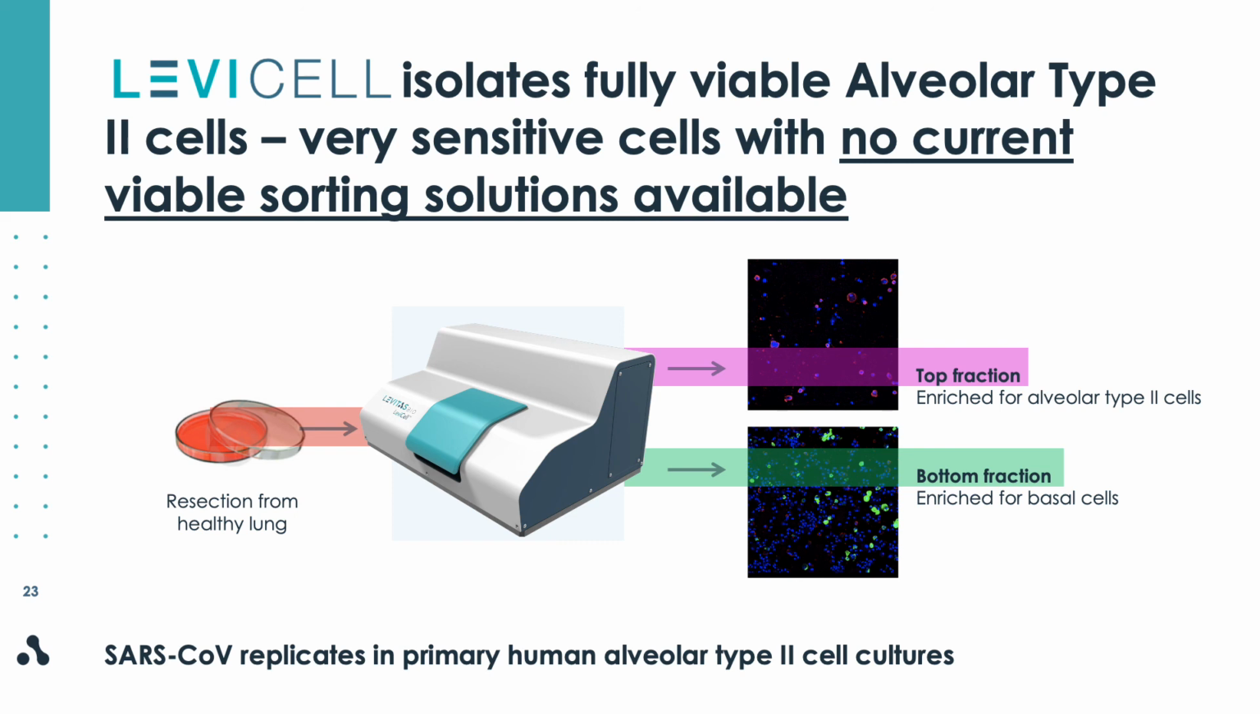Now, what makes this example so relevant to today's work is that SARS tends to replicate in alveolar type 2 cells, so this is a very current and very important cell type to be researching. Obviously, given today's methods, as far as we are aware, we are the only platform that can start off with a human tissue and produce viable alveolar type 2 cells, which can then be used for downstream assays.